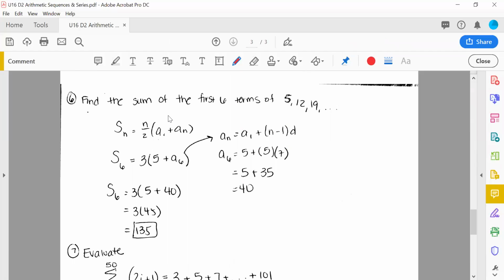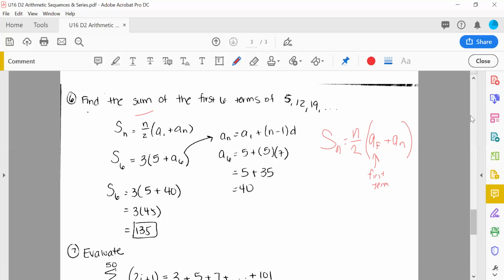Find the sum of the first 6 terms. So the sum means the sum formula, which was S sub n equals n over 2. And then I know on the front it says A1. I'm going to write A sub f plus A sub n. And so A sub f, instead of saying 1, the first term, I always like to write the first term. In this particular case, it's not going to matter as much as it will in example 7. I'll explain what I mean.